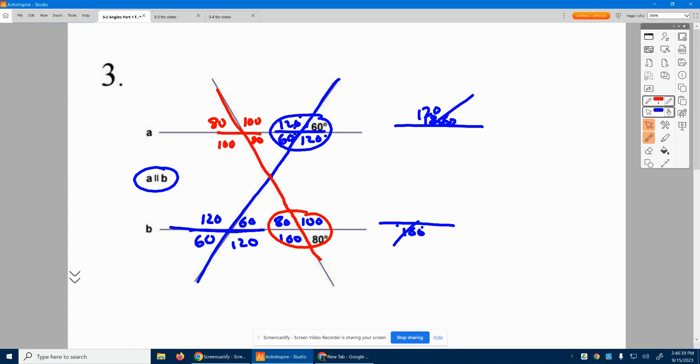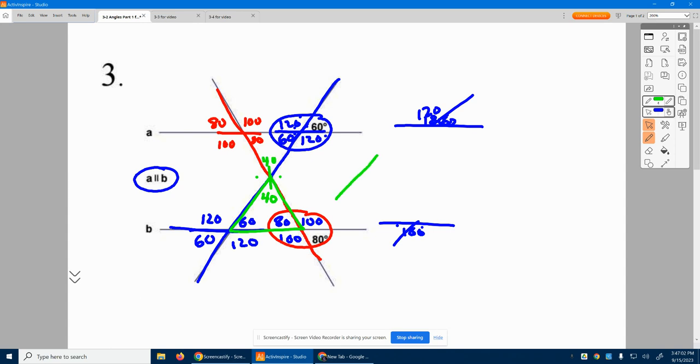Now, we still have some angles to figure out. How am I going to figure out this one and this one and this one and this one? Well, notice you have a what right here? A triangle. And all triangles add up to what? 180 degrees. So 80 plus 60 is 140. So this angle inside is 40. His vertical up here would have to be 40.